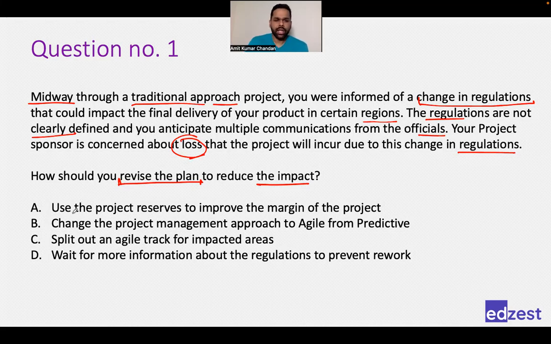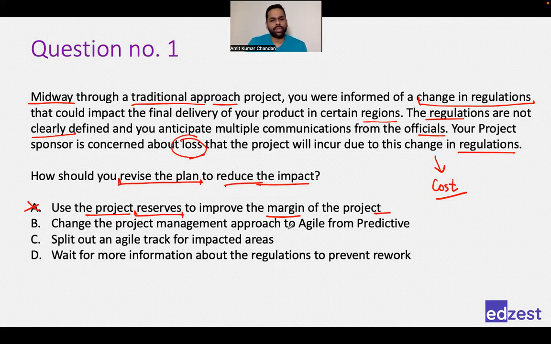Let us see. Use the project reserves to improve the margin of the project. First of all, project reserves are also considered when we talk about the margin of the project. And using the project reserves is not going to help, because we don't know whether they are talking about cost or any other kind of anticipated issues that might occur because of the change in regulations. So the use of project reserve is not guaranteed, does not look like a good option, does not look like something which would reduce the impact, and might not even be related to the question. So we can eliminate this.